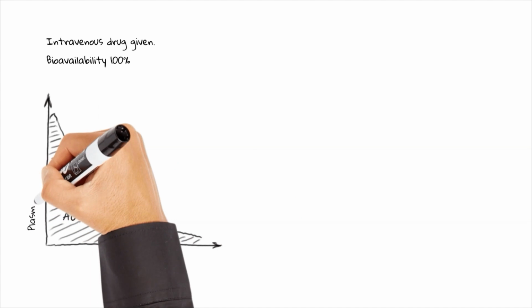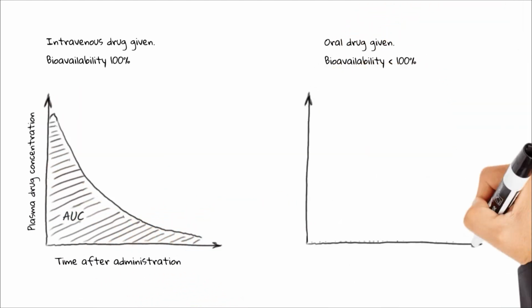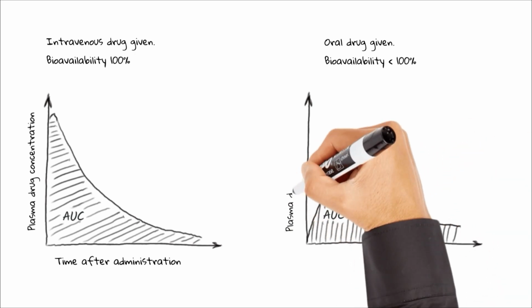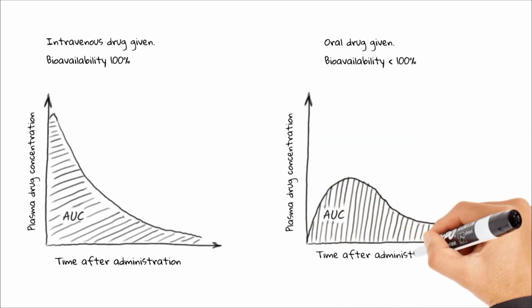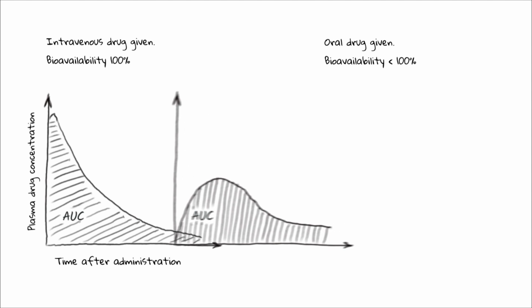However, this is not true for most drugs administered by other routes, as only a fraction of drug reaches systemic circulation. The area under the plasma concentration time curve, AUC, provides an integrated measure of drug exposure. Bioavailability can be determined by comparing the AUC for a non-intravenous route with the AUC for the same dose given intravenously.